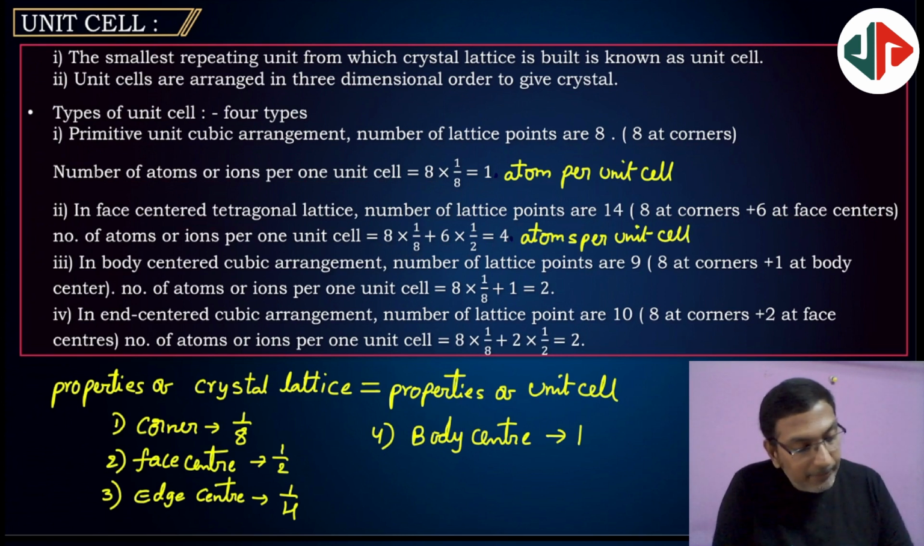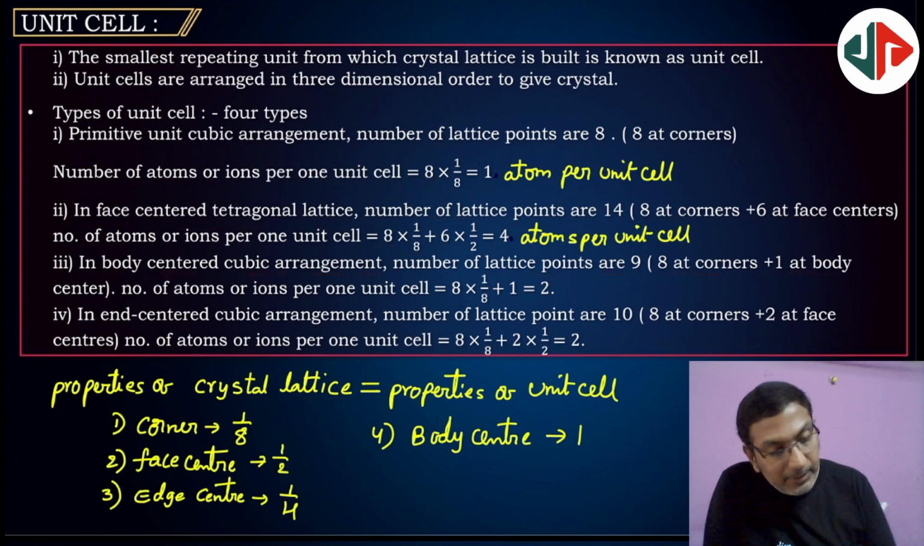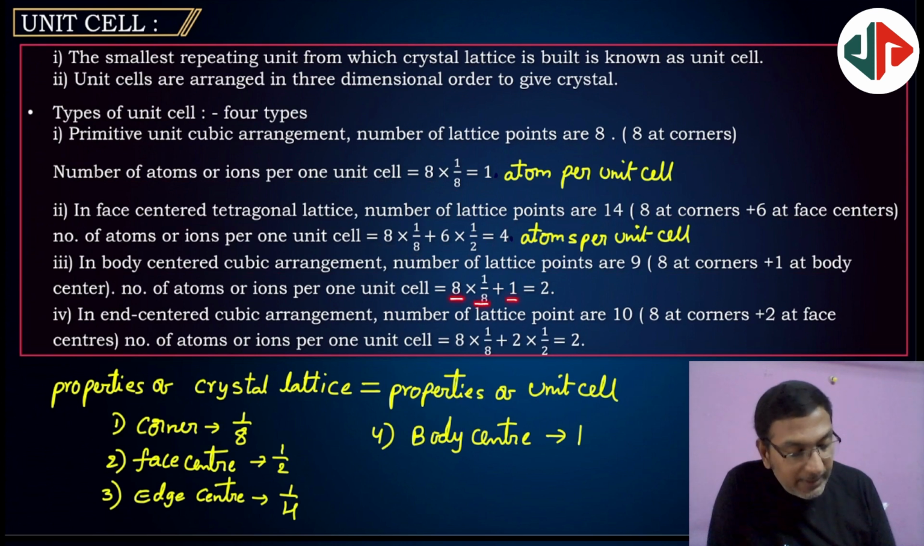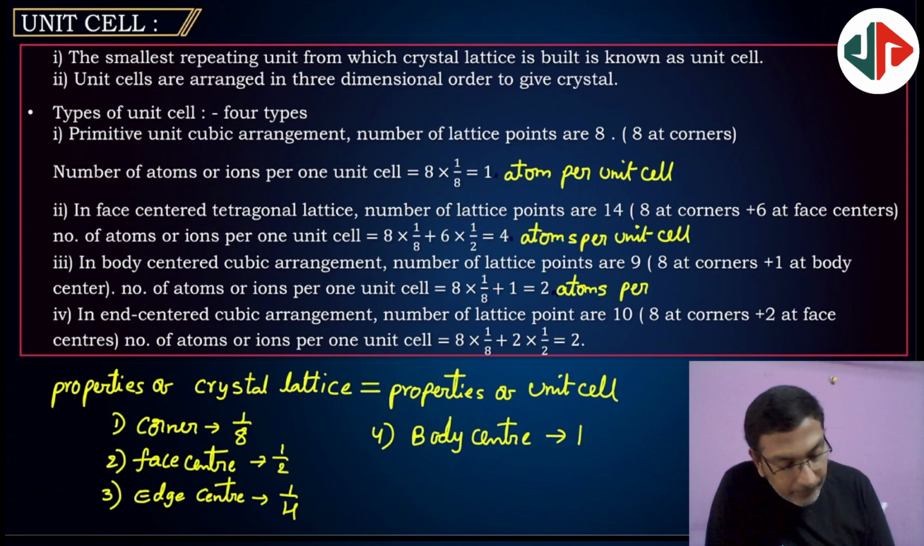Next, similarly, body centered cubic. Atoms will be at 8 corners and 1 body center. Therefore, effective number of atoms is 8 into 1 by 8 plus 1 into 1, which is 2. Therefore, 2 atoms per unit cell.